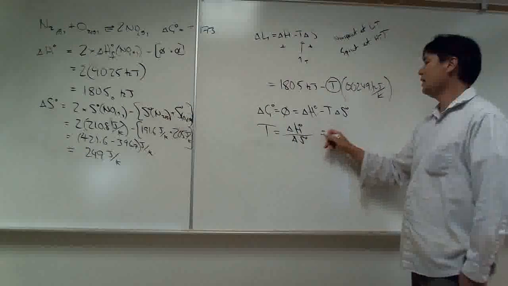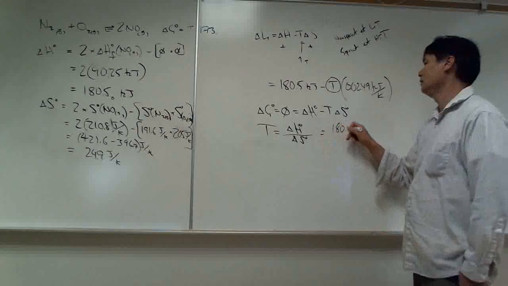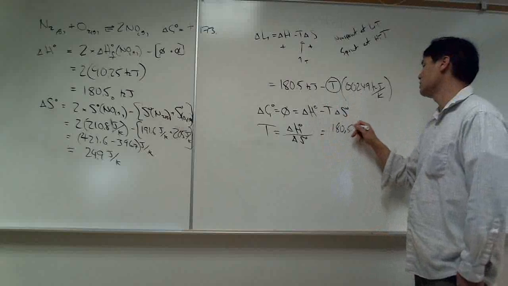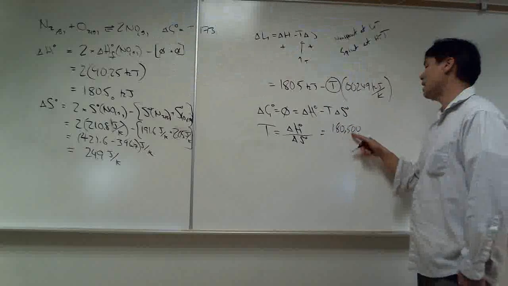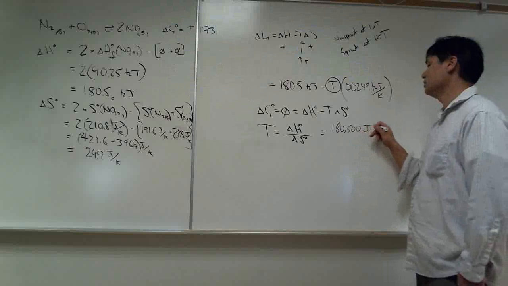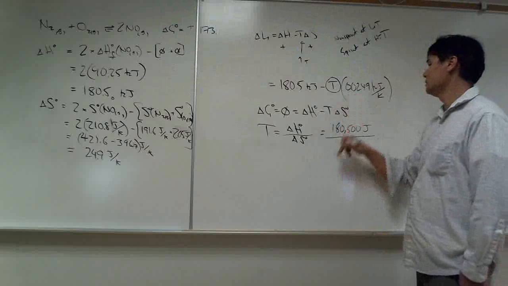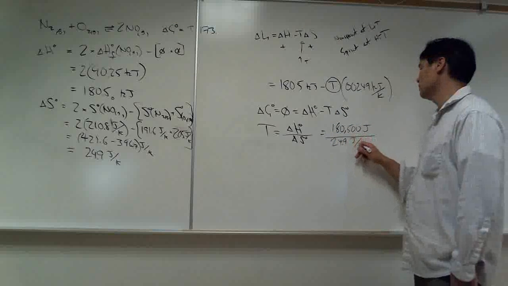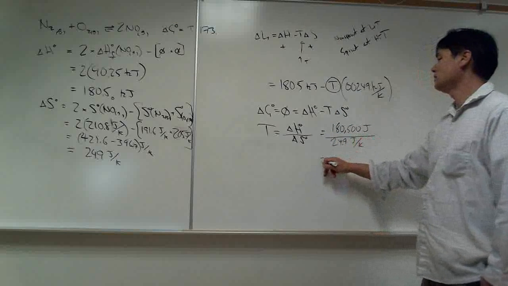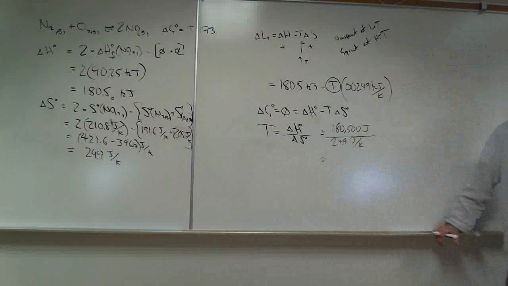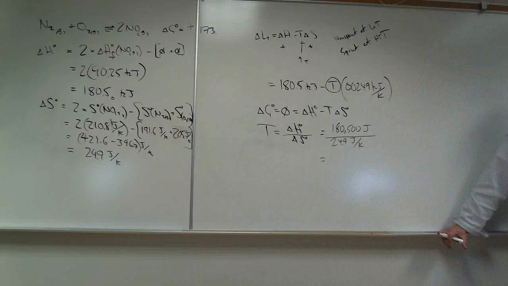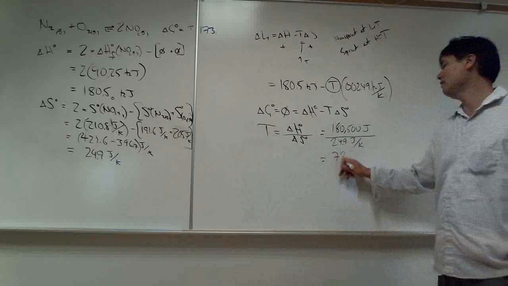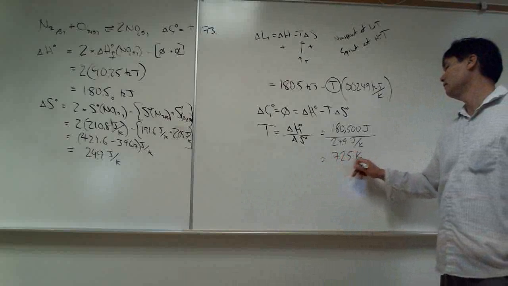The delta H value is 180. I'll just write this in joules. I did it in kilojoules here, we'll do it in joules down here. 180,500 joules. Delta S is 24.9 joules per Kelvin, which gives us a temperature of what? 400, what is it? 725 Kelvin.